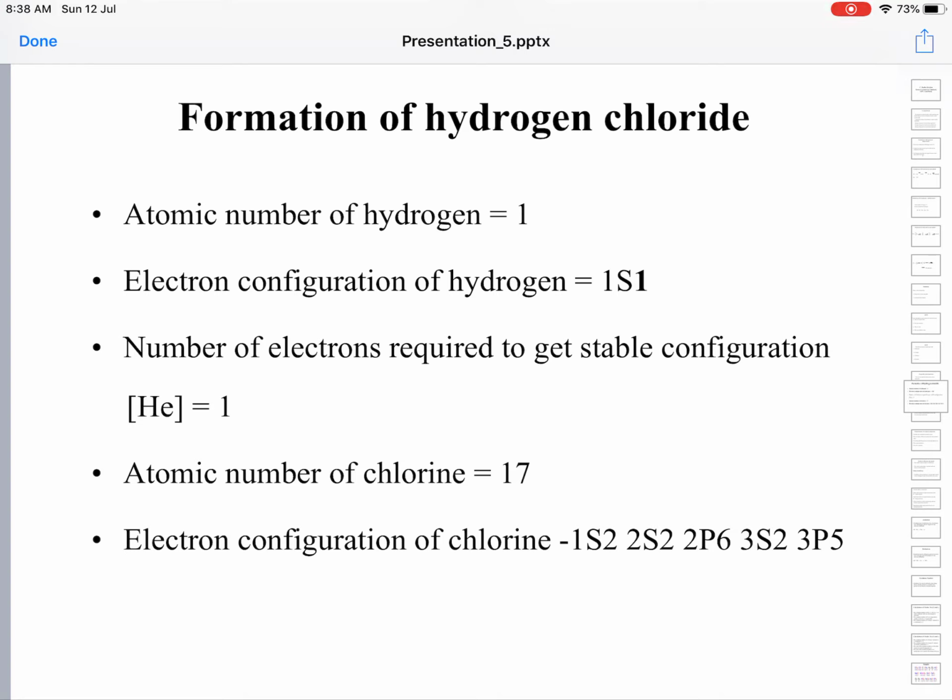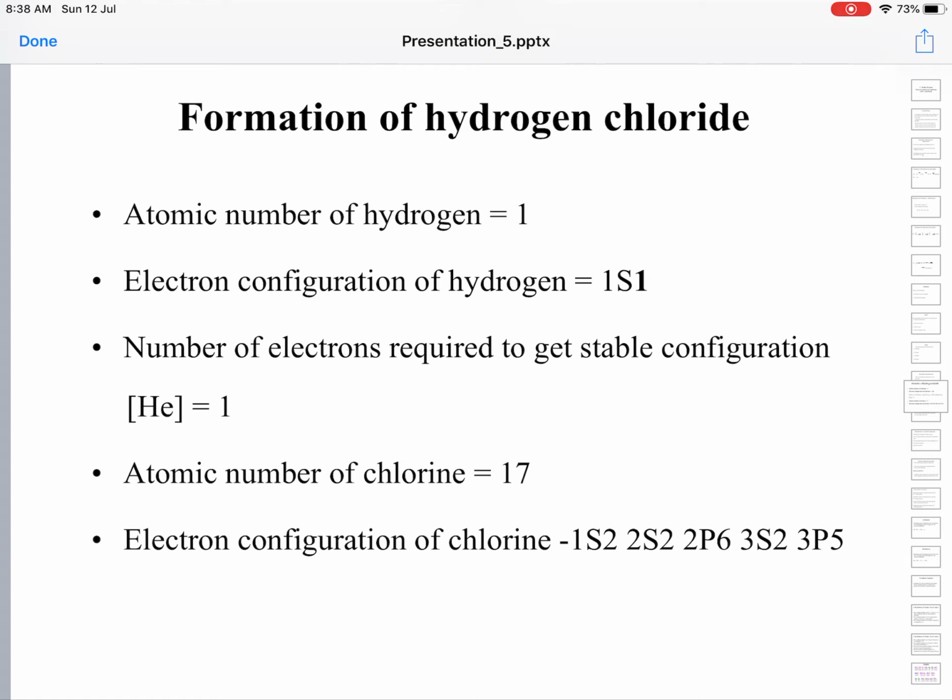The atomic number of hydrogen is 1. Its electronic configuration is 1s1, only a single electron is there. It needs 1 more electron to reach the nearest inert gas, helium's configuration, which is 1s2, obviously. Then it is a bond formation between hydrogen and chlorine, right?